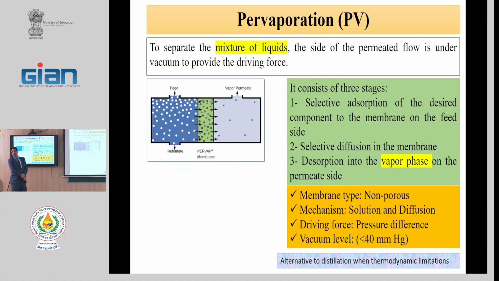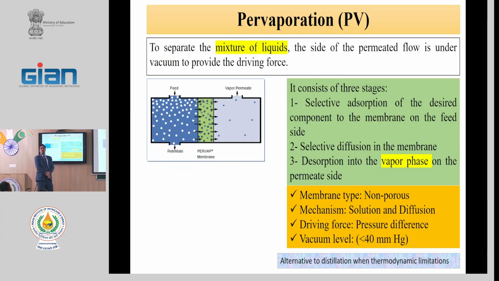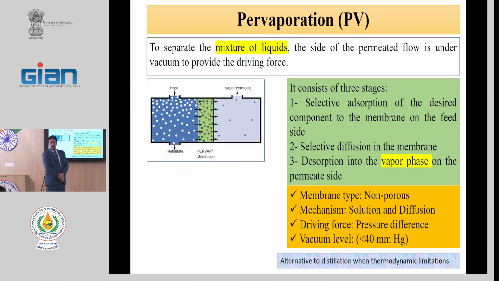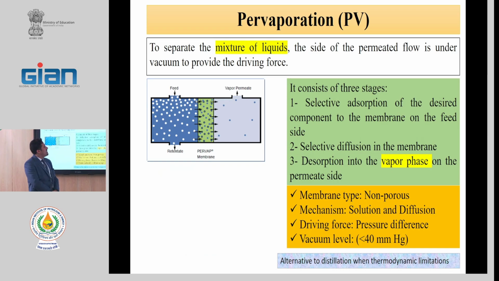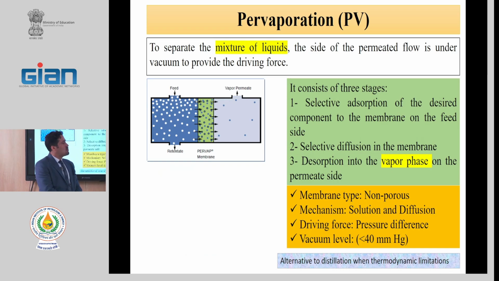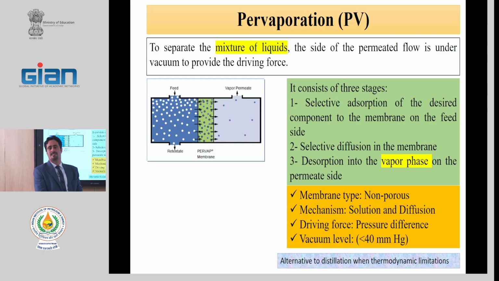Another membrane process is pervaporation. Pervaporation is used for separation of liquids, for separation of low amounts of impurity from the solvent. The famous example is the separation of water from ethanol.